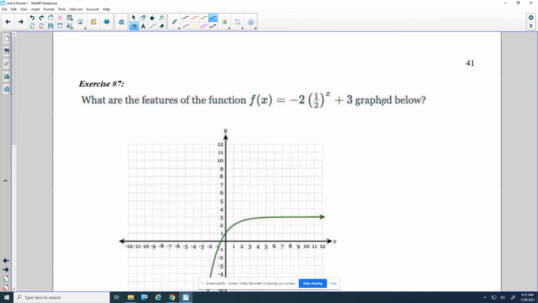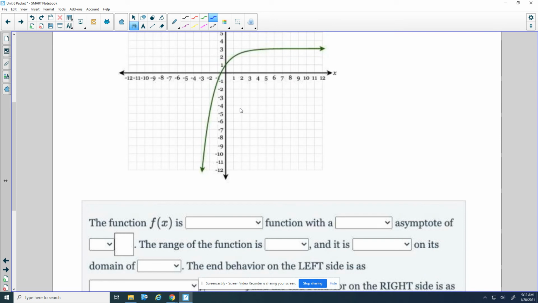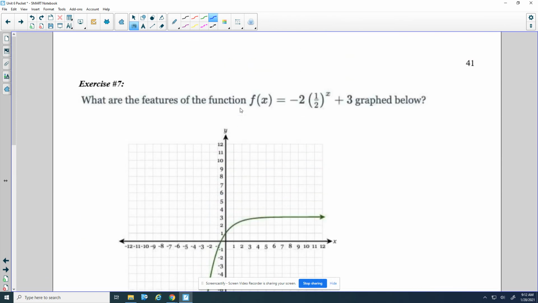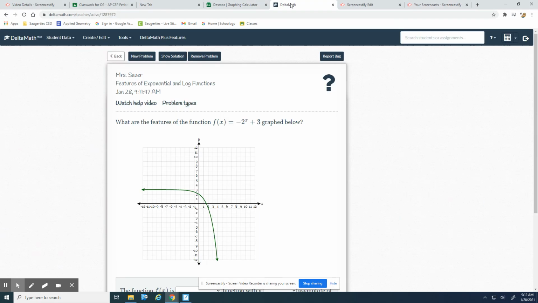So we're going to be looking at these transformations and talking about the features of the functions, including end behavior, whether it's increasing or decreasing, and where the asymptote is. I'm going to be doing these on Delta Math, but just wanted you to realize that we're on page 41 for when you're looking in your packet. So switching over to Delta Math.